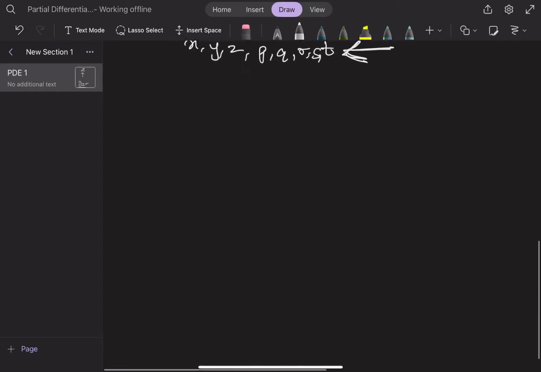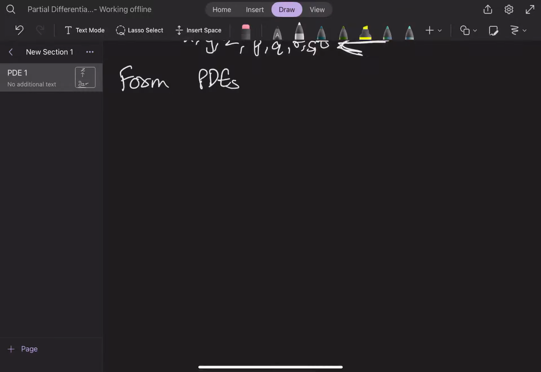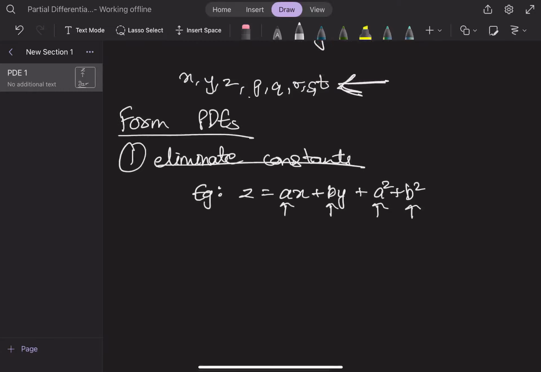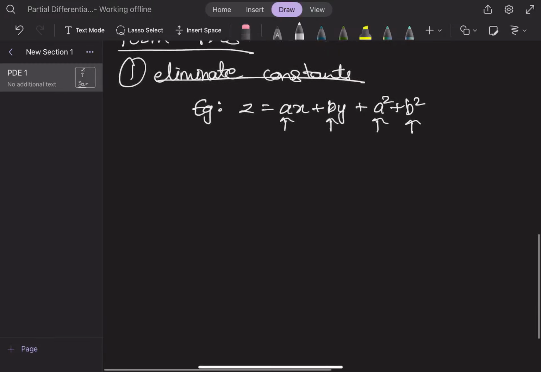So let's look at how we form our PDEs. The first method is eliminate constants. For example, z is equal to ax plus by plus a square plus b square. So here a and b, a square, b square, these are constants. We do not need these in our answer. So we will somehow try to find these terms and replace a and b with them.